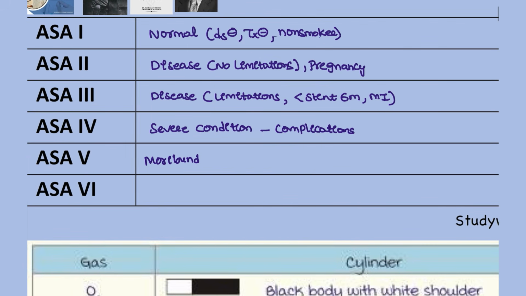Next, ASA 6 grading, this is for the brain dead patient. Whenever you are going for transplantation, there is a person who is going to declare the brain death, that is done by the intensivist or the anesthesiologist. Okay, that is for this one.